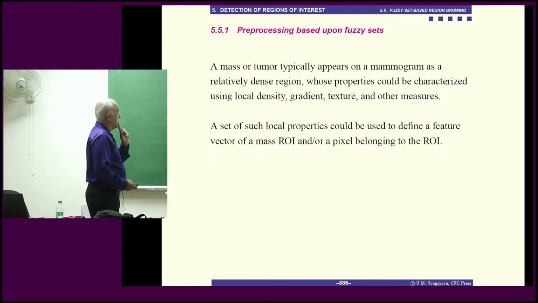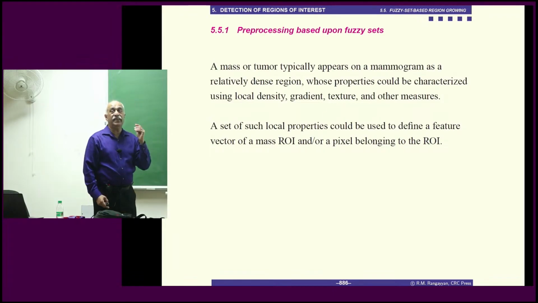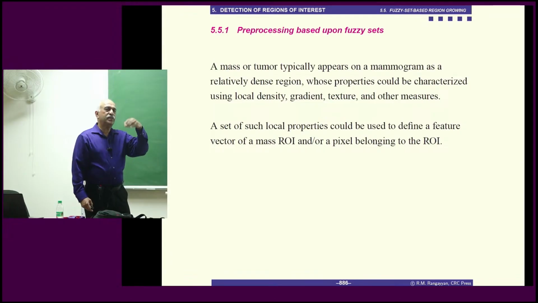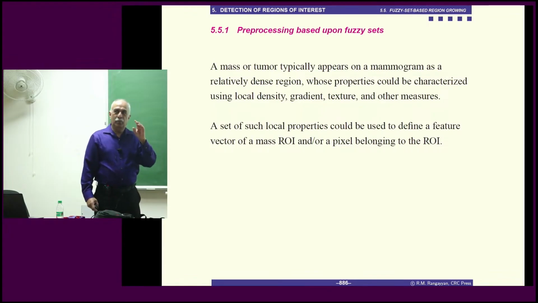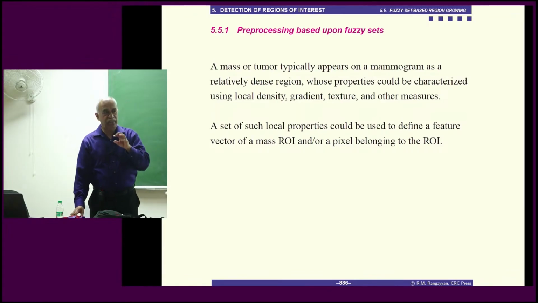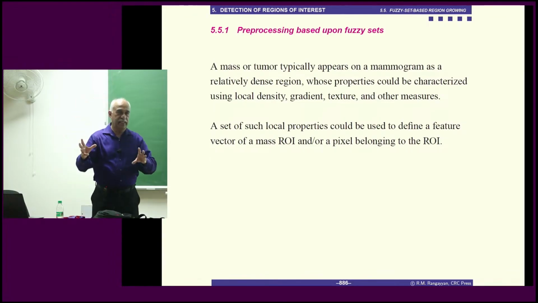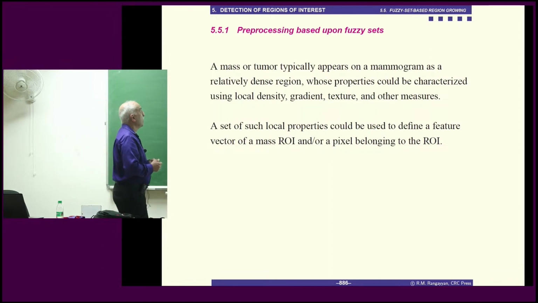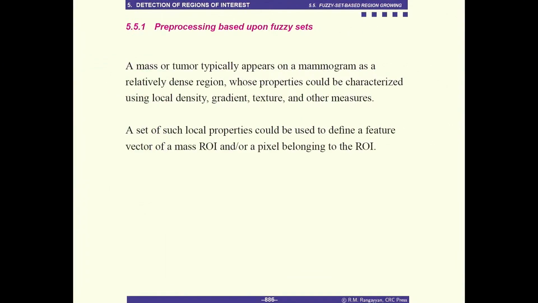So pre-processing. We know that a mass or tumor appears on a mammogram as a relatively dense region, denser than the other tissues. Calcifications are even denser. Tumors can contain calcifications within them. So malignant tumors in general are heterogeneous in density, but still they are denser than the surrounding tissues. And these could be characterized using local density, gradient, texture, and other measures. We'll see texture later.